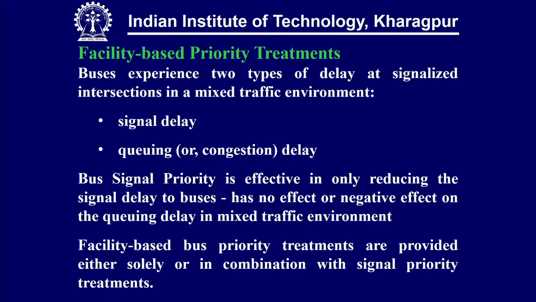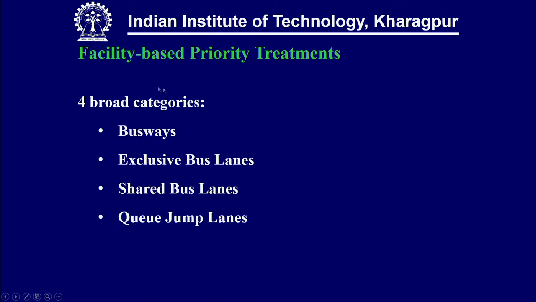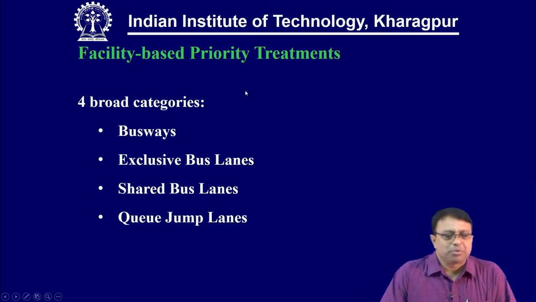So, the signal part, I discussed all the strategies that reduce the signal delay, and this will try to reduce the queuing delay. Now, there are four ways you can provide facility based priority treatment: busways, exclusive bus lane, shared bus lane, and queue jump lane. These are the four concepts.